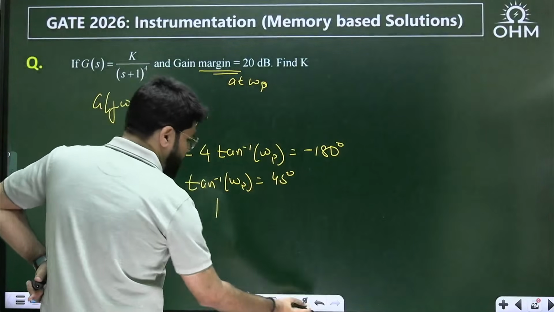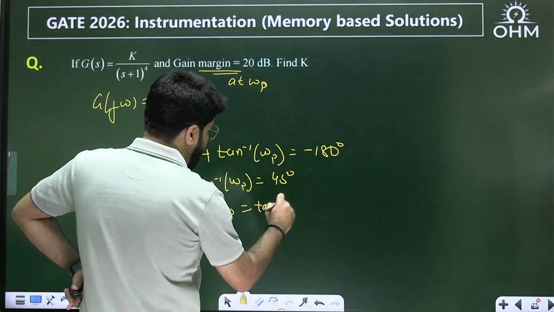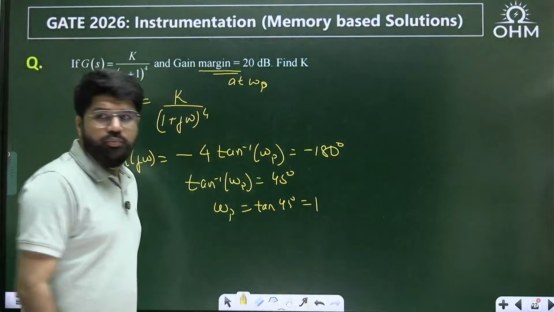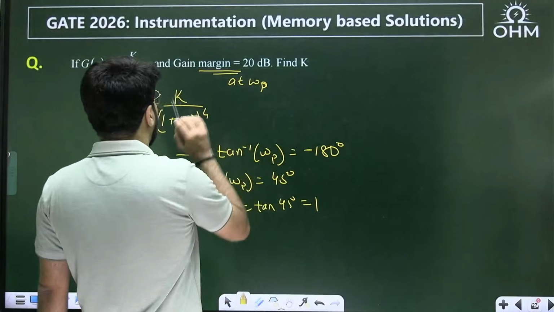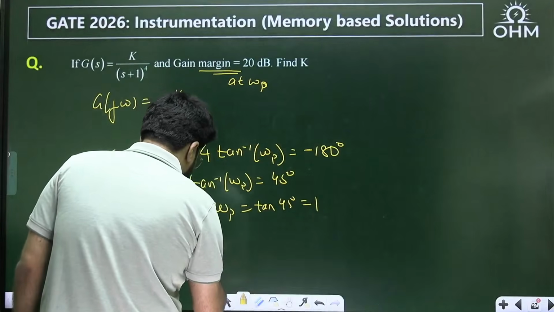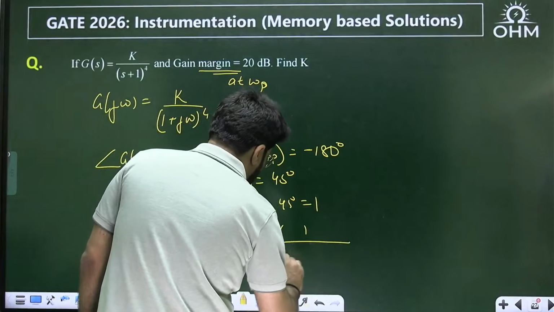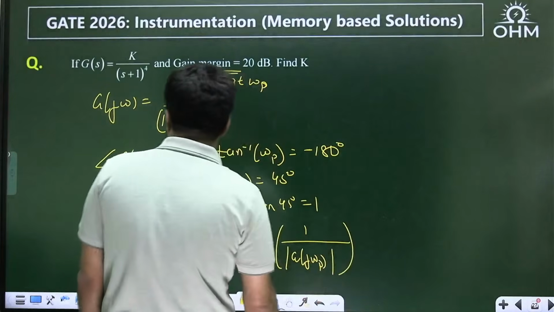So what is omega p? Omega p is tan of 45 degrees, and that is nothing but 1. So the value of omega p is 1, correct? Now omega p is 1. Now what is the gain margin? It is given by 20 log of 1 upon the magnitude at omega p, 1 upon mod G(j omega p).